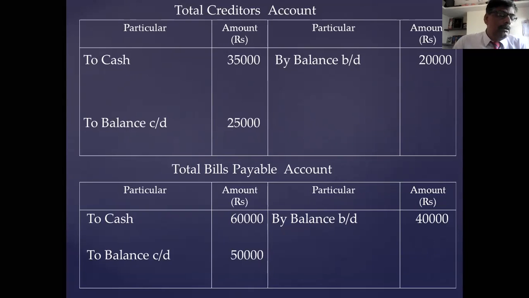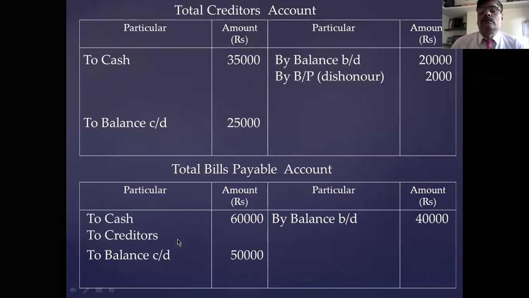Come to the next. Bills payable dishonored. First you take in the creditors account credit side, by bills payable dishonored 2,000 rupees. And you take the same in the bills payable account as to creditors. To creditors amount is 2,000. This is bills payable dishonored or unpaid.